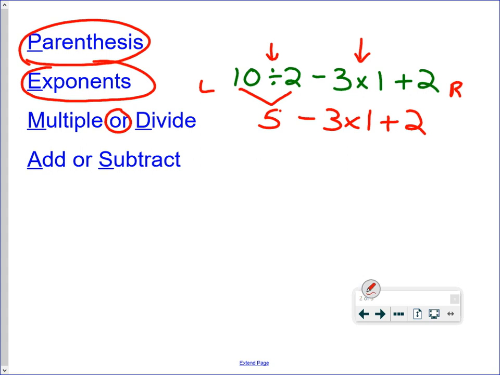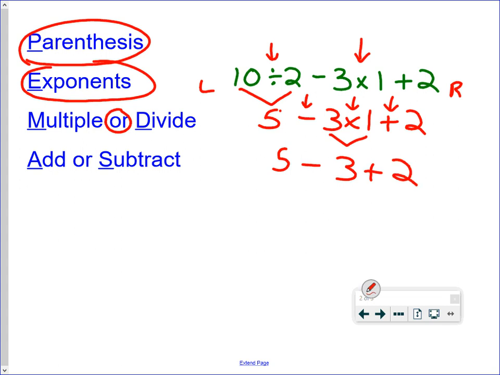Now, we ask the question again, what's left? Well, we have subtract, we have multiply, and we have add. According to this list, multiply is still higher importance, so I must do the multiplication next. Okay? Add and subtract are last. So, what is 3 times 1? 3 times 1 is 3. Let's write down everything that we haven't done yet.